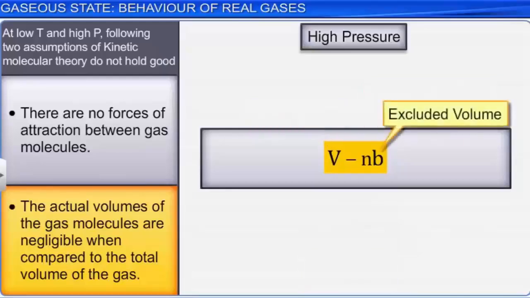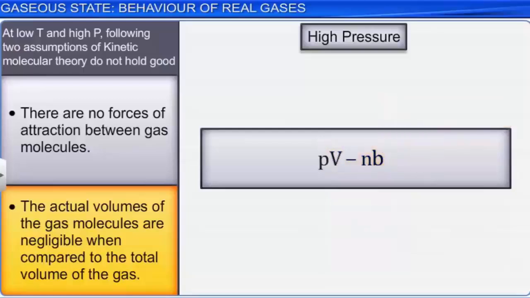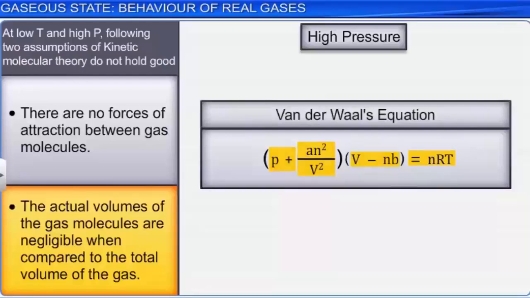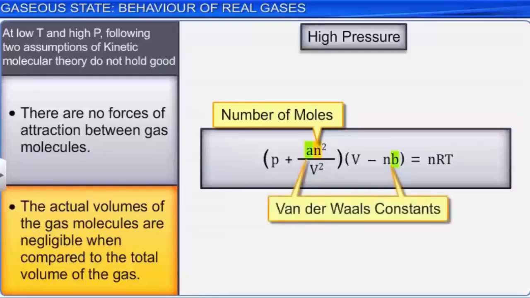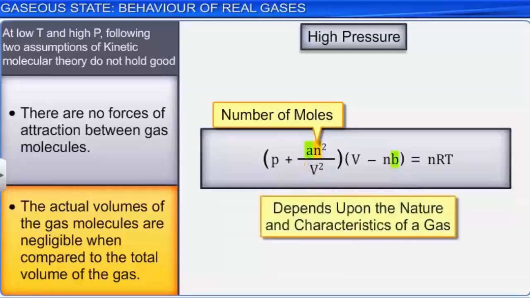After substituting the two corrections of pressure and volume in the ideal gas equation, PV is equal to nRT, we get P plus a n squared by V squared, multiplied by V minus nb, is equal to nRT. This equation is known as the van der Waals equation. Here, n indicates the number of moles and the constants a and b are called van der Waals constants. The values of a and b depend upon the nature and characteristics of a gas. The value of a is independent of temperature and pressure.